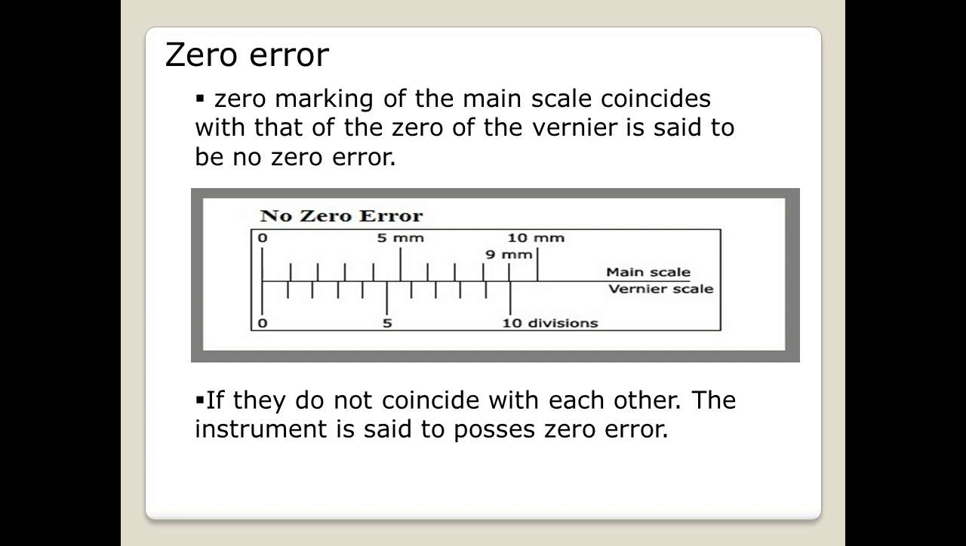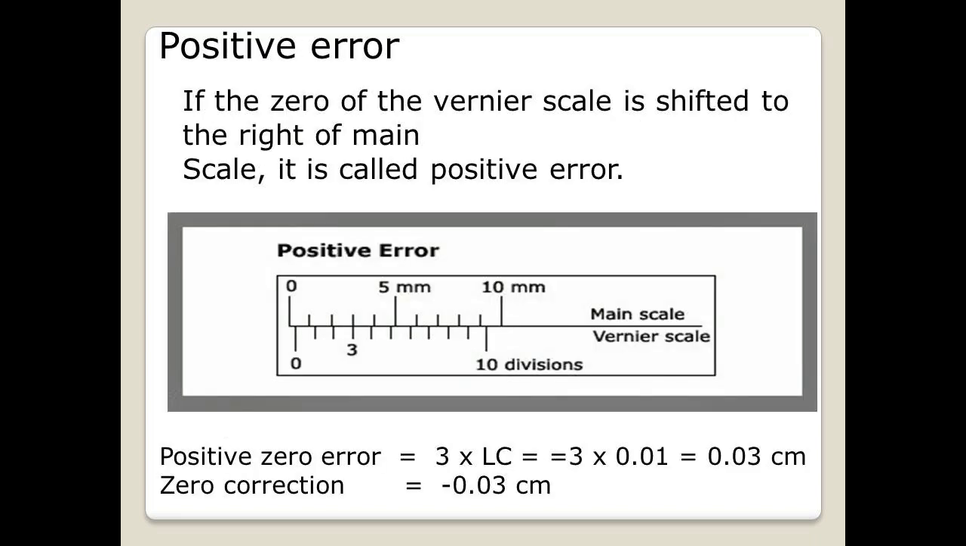This zero error is of two types: positive error and negative error. To find the positive zero error, you have to check the main scale and vernier scale. If the zero of the vernier scale is shifted to the right of the main scale, it is called positive error. Next, you have to check which division coincides. Here, the main scale 3 and vernier scale 3 coincide. So, positive zero error is equal to 3 into least count.